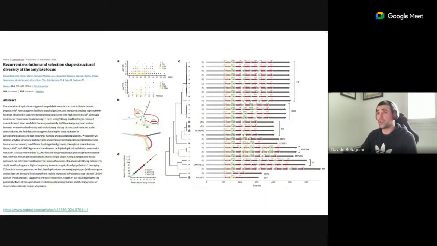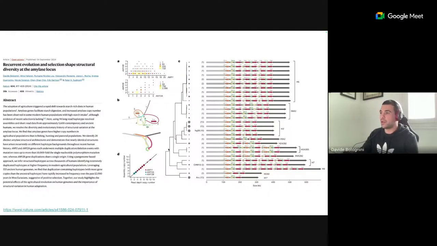So this approach has already been published in Nature as part of this paper here that's focused on the amylase. So basically what I showed for the C4 locus has been applied to amylase. What you see here on the right are the structural clusters of amylase as they were defined by the approach that I described before.